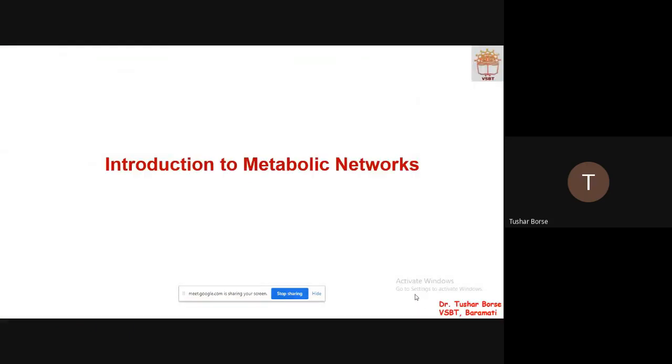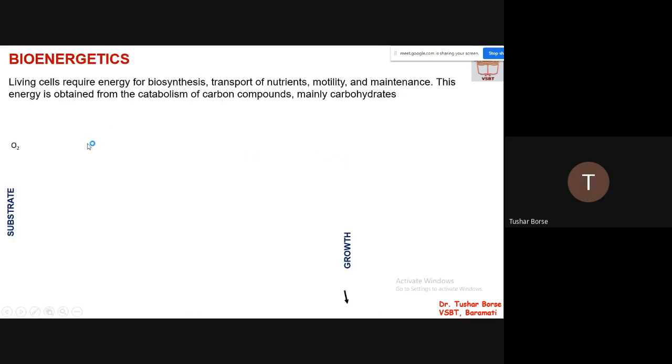So we have understood the system, and from that system now we'll try to design the metabolic network. That is what I'm trying to explain to you today: what you mean by this metabolic network, and how you can go about having that particular network.